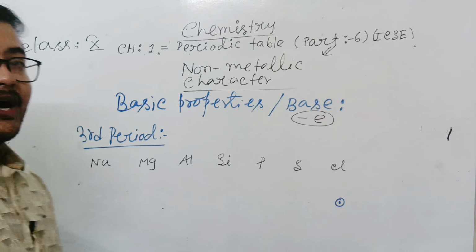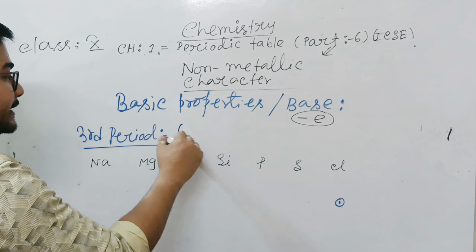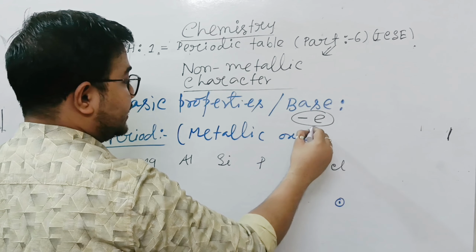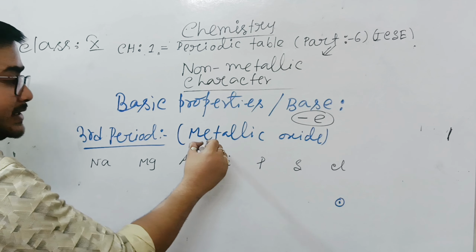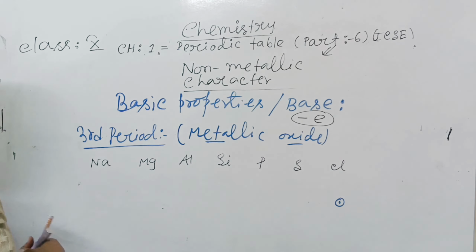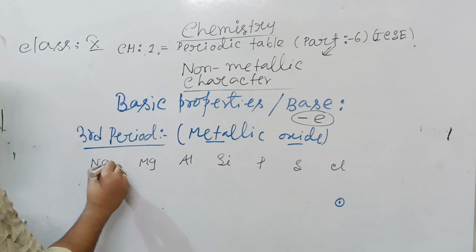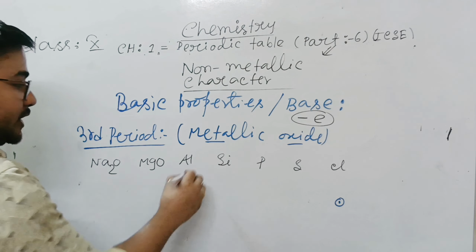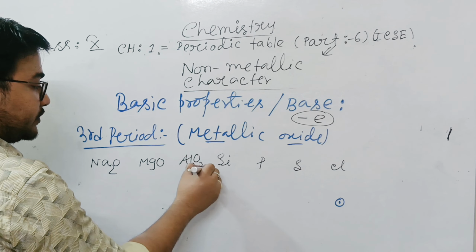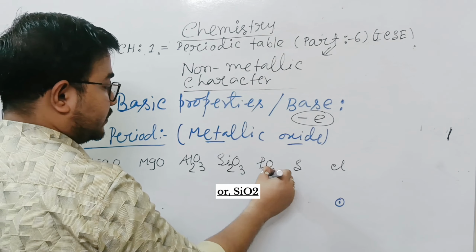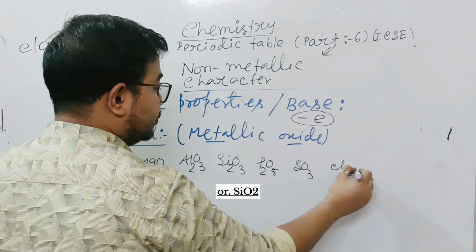Now if I give the metallic oxides, what is a metallic oxide? Metallic oxide means metal plus oxygen. The metallic oxide of sodium is Na2O. Of magnesium it is MgO. Aluminium Al2O3. Then Si2O3, P2O5, SO3, Cl2O7.